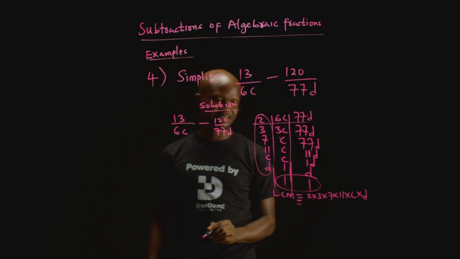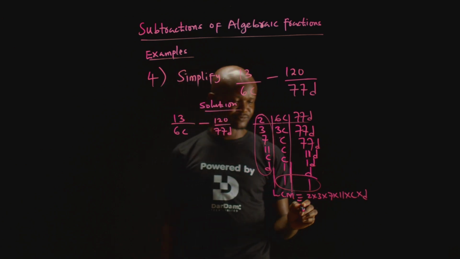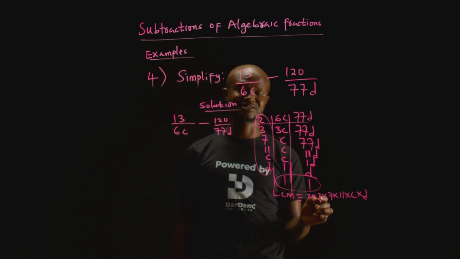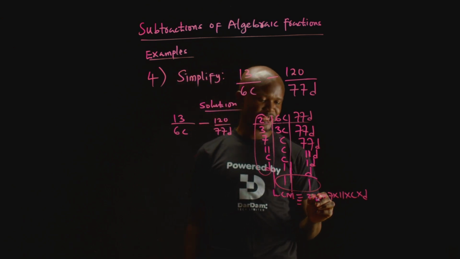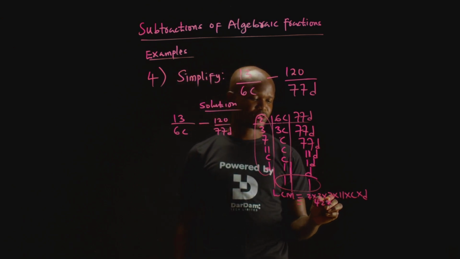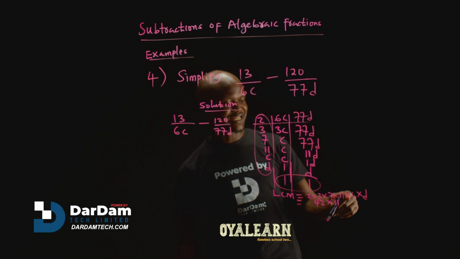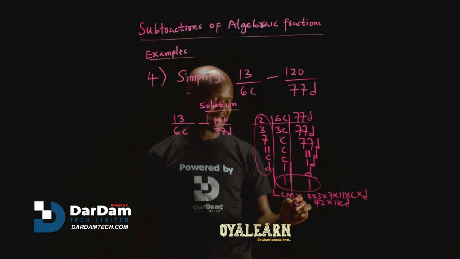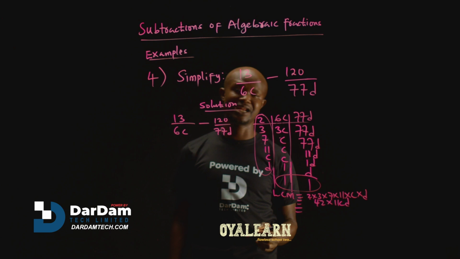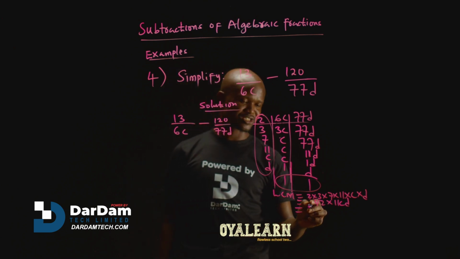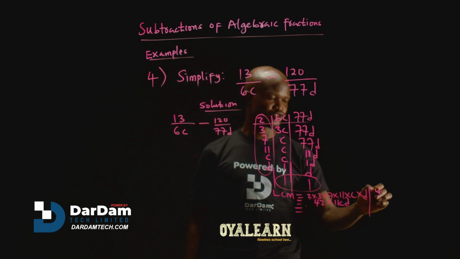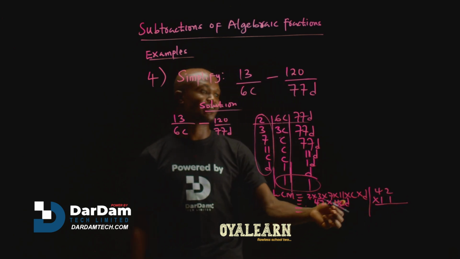Now let's multiply. 2 times 3 is 6, and 6 times 7 will give us 42. So 42 times 11, and 11 times c times d gives 11cd. So let's multiply 42 by 11. Let me show you. What will 42 by 11 give us?